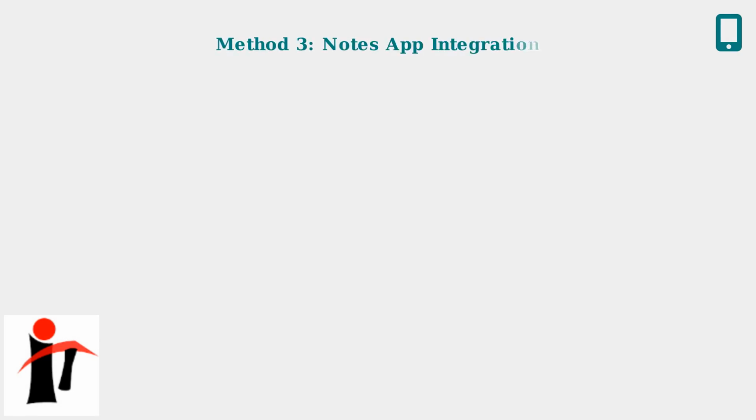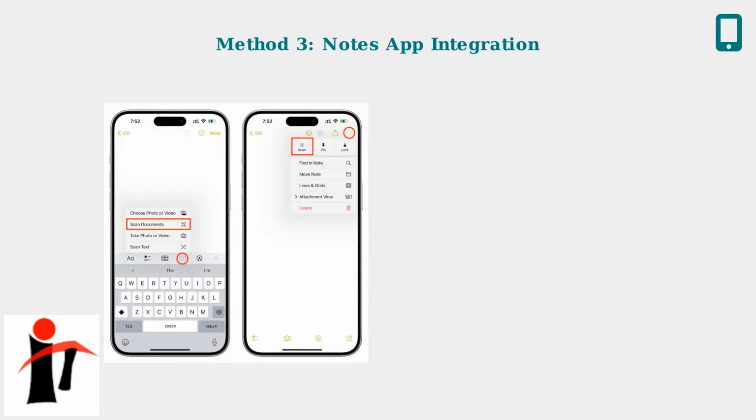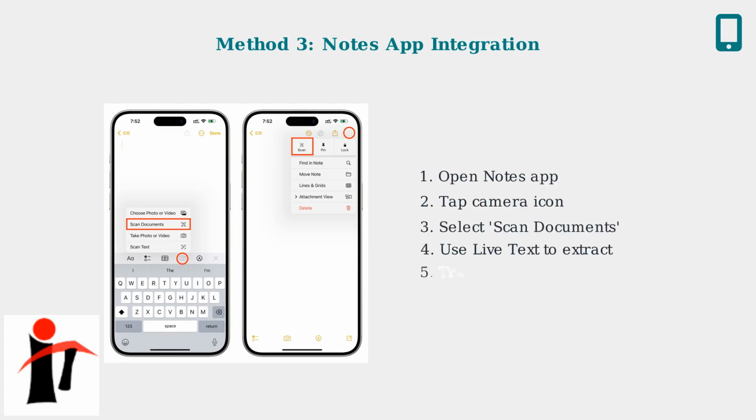The third method uses the Notes app's document scanner, which is particularly useful for batch processing multiple business cards or when you want to keep a visual record. In the Notes app, create a new note, tap the camera icon, and select Scan Documents. After scanning the business card, use live text to extract and transfer the information to your contacts. This method is excellent for keeping a visual record of business cards and processing multiple cards in sequence.